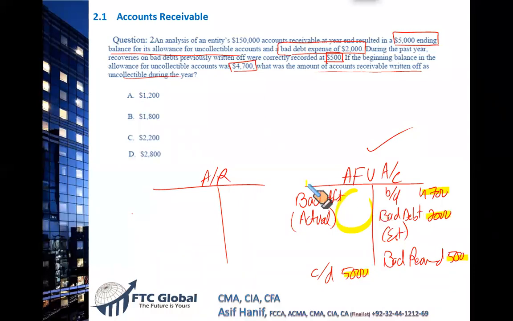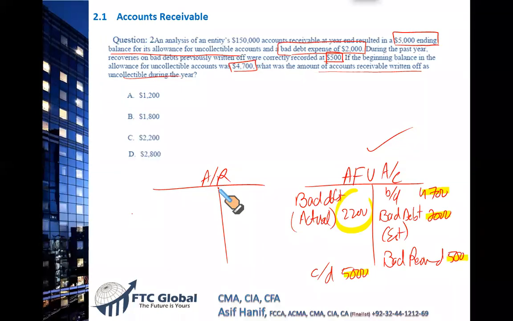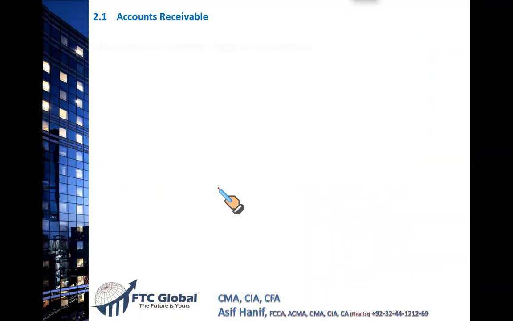So 4,700 is the opening balance. 2,000 is the estimated bad debt. 500 recovered. And if you still have 5,000 remaining, that means you would have written off 2,200 as bad debt. So that should make C the correct option. Yes, and C it is, right? So you can use this format, which is given in the book. It's in the same order: beginning balance, bad debt, recovery, and all that. Or you can use this method, which will help you to find things in a different way, but still you will get your correct answer.